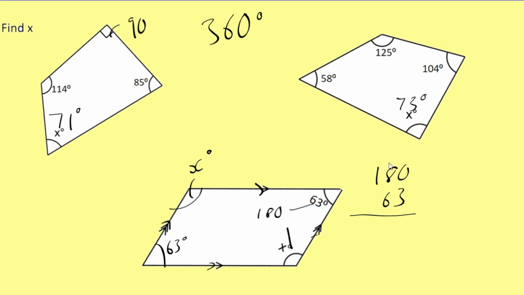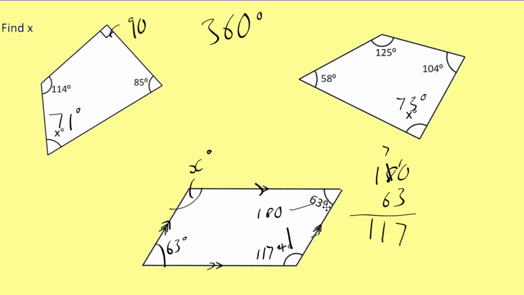So 180 take 63. 0 take 3 we can't do. It becomes 7 and 10. So we've got 7 there. 7 take 6 is 1. And 1 take away nothing is 1. So this angle here is 117. And we can see it is an obtuse angle, so it could be 117, and it is.